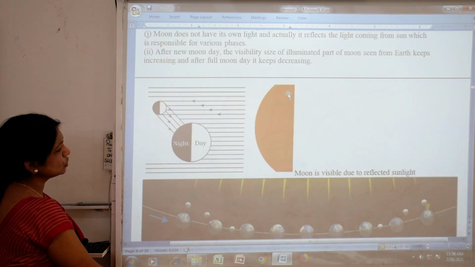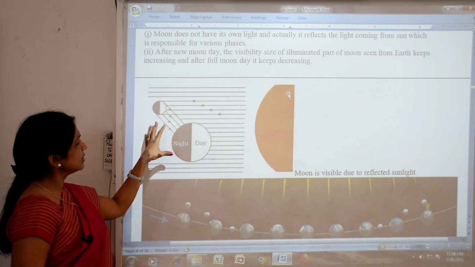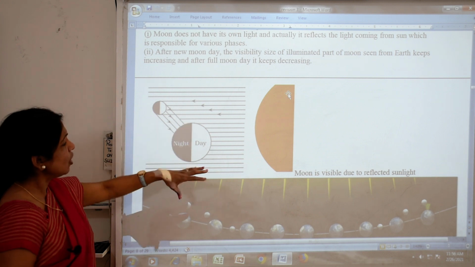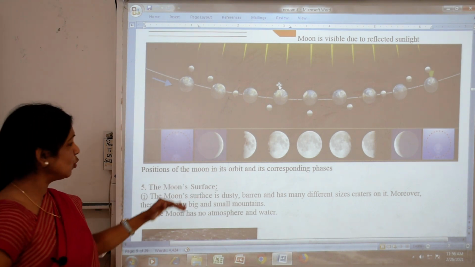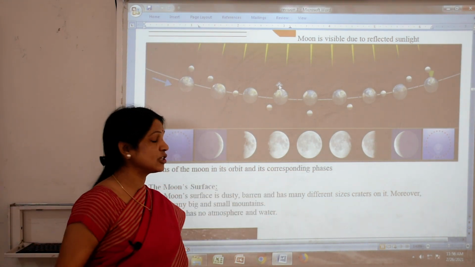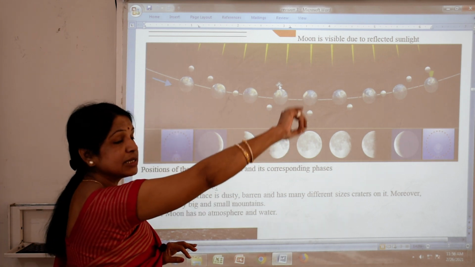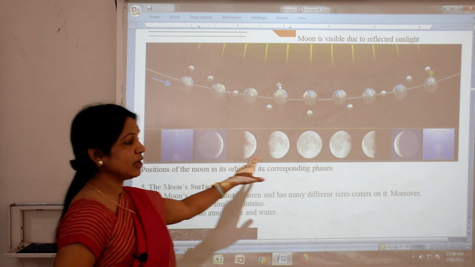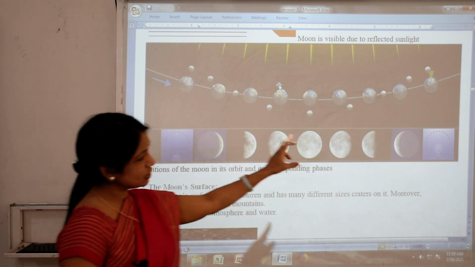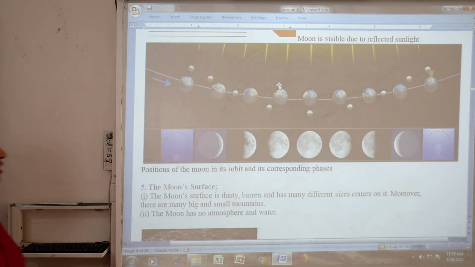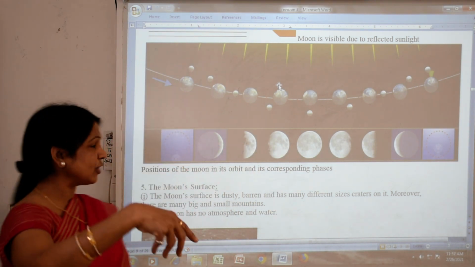Now we are going to see that the moon is visible due to reflected sunlight. Here is the sun, and when its light falls on the moon, it becomes visible to us. The position of the moon in its orbit and its corresponding phases change, as also shown here. First it is visible very little, and afterwards it turns invisible. As it rotates in its orbit, these are the phases.